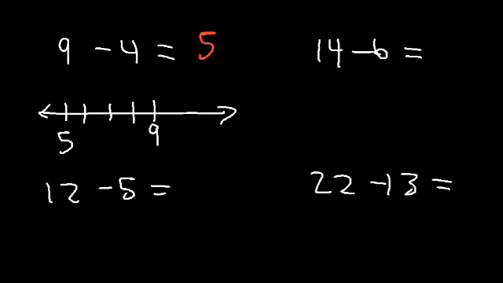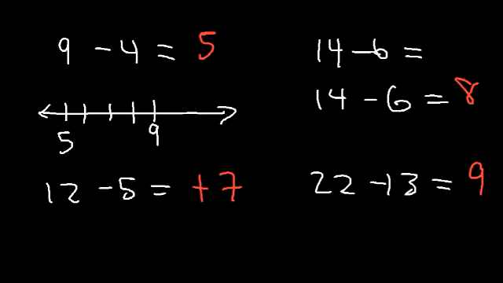So 14 minus 6 is positive 8. And 12 minus 5, that's positive 7. And 22 minus 13 is positive 9. So you can use the number line to check your answers, or if you have a calculator, you can use that too. But it's always good to do mental math.